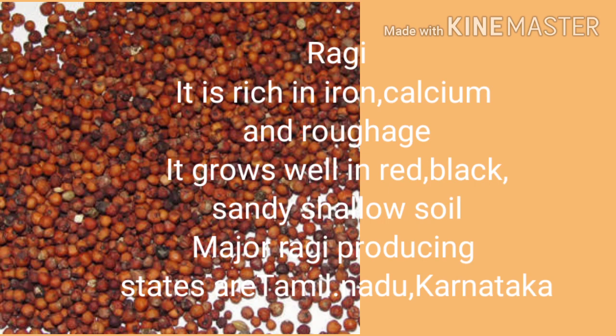Ragi is another important millet. It is rich in iron, calcium and roughage. Roughage, you all know, is nothing but fiber. It grows well in red, black and sandy soil. The major ragi producing states are Tamil Nadu and Karnataka.